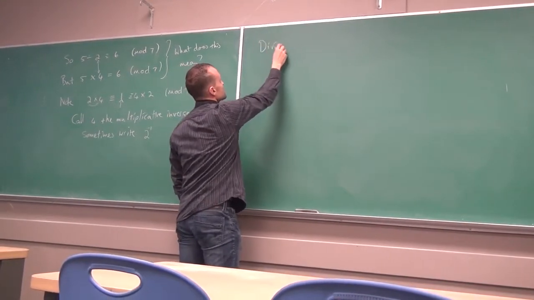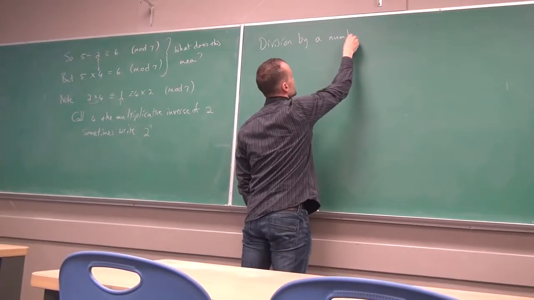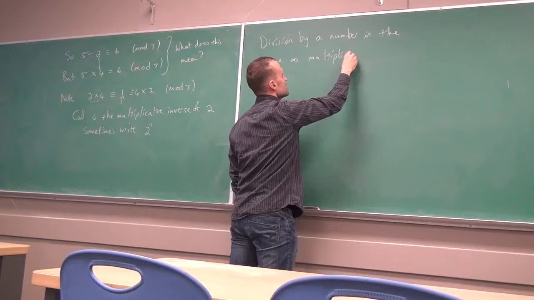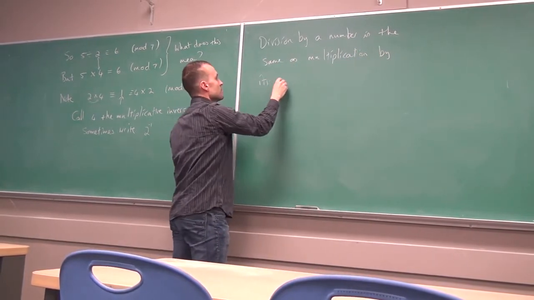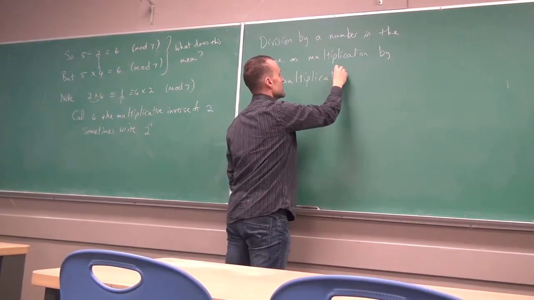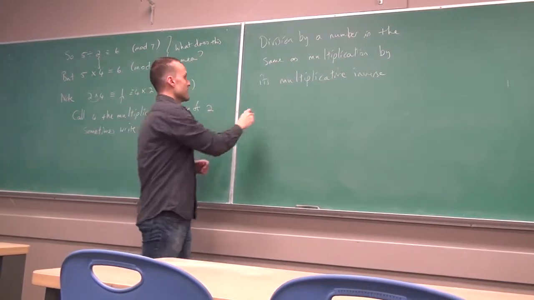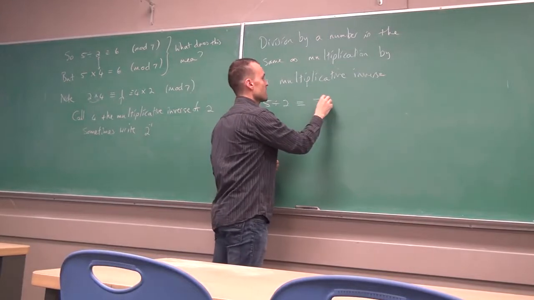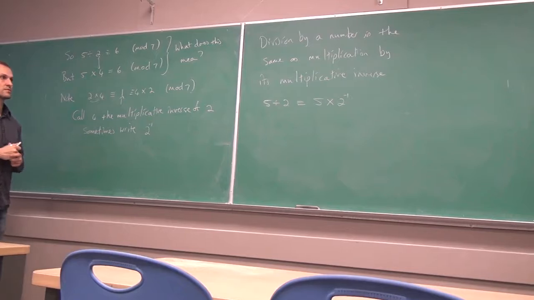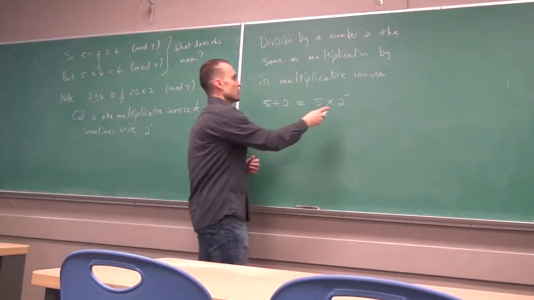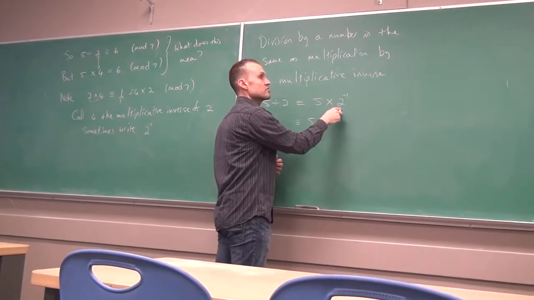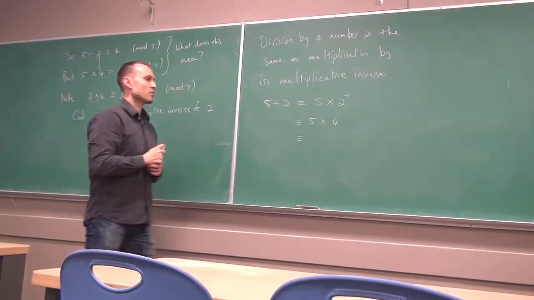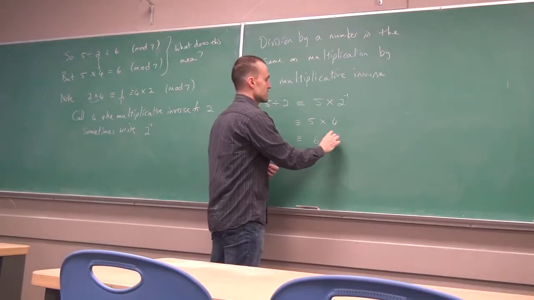So we say here, division by a number is the same as multiplication by its multiplicative inverse. So if I have 5 divided by 2, that is equivalent, it'll give me the same answer when I do 5 times its multiplicative inverse. Those two are going to be the same. Which, then I see, well, the multiplicative inverse of 2 is 4, because 4 times 2 gives me a 1. They're friends. And therefore, 5 times 4 is 20. 20 mod 7 is 6.